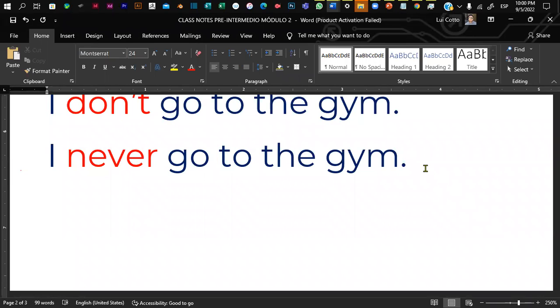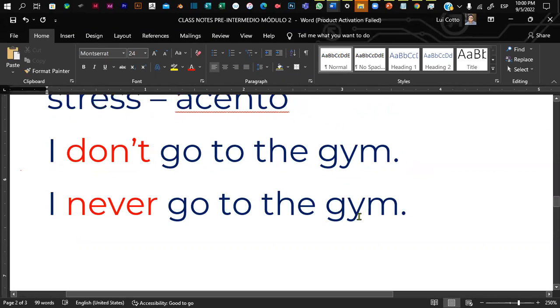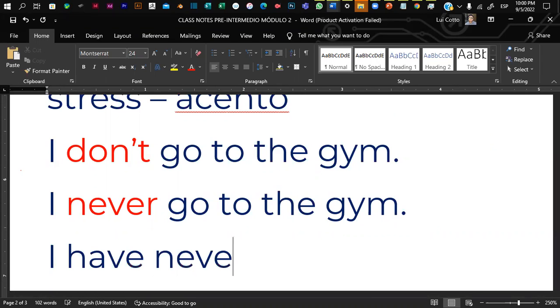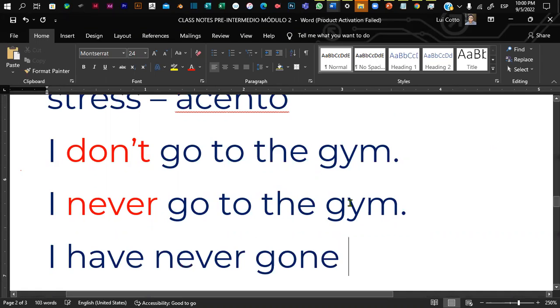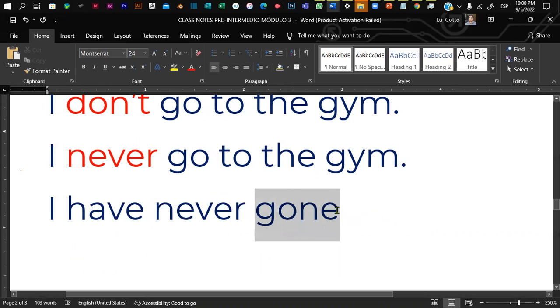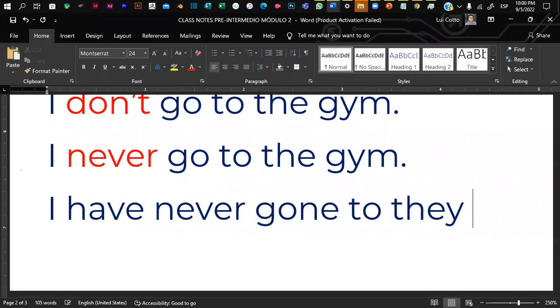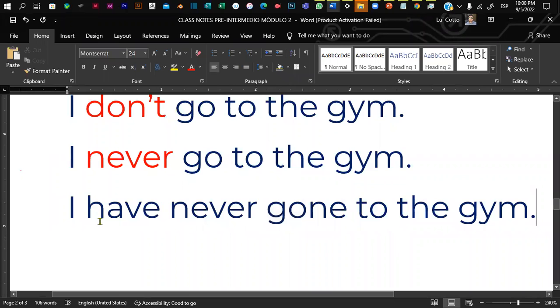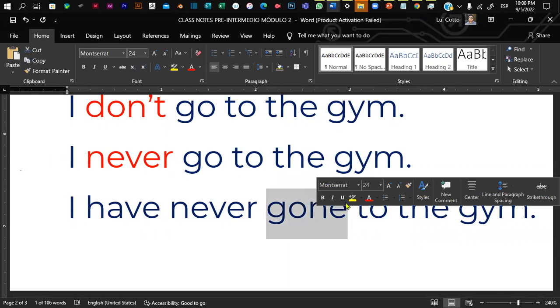And the third way is another tense. The tense is present perfect. Presente perfecto. In another course, we're going to study that. And the way is, I have never gone. This is another form of the verb go. I have never gone to the gym. Nunca he ido. I have never gone to the gym.